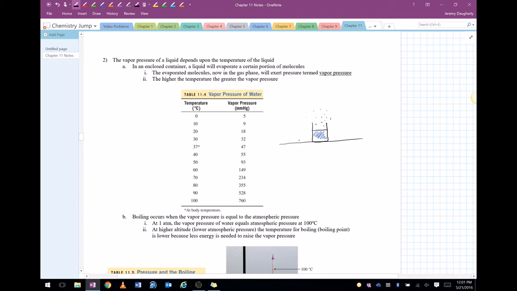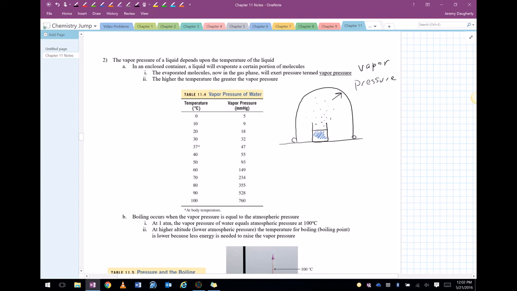Well, what happens if we take that beaker and put it into an enclosed system? At a certain point, those particles will collide against the side of that container. That creates pressure. Where did that pressure come from? It came from the vapor.